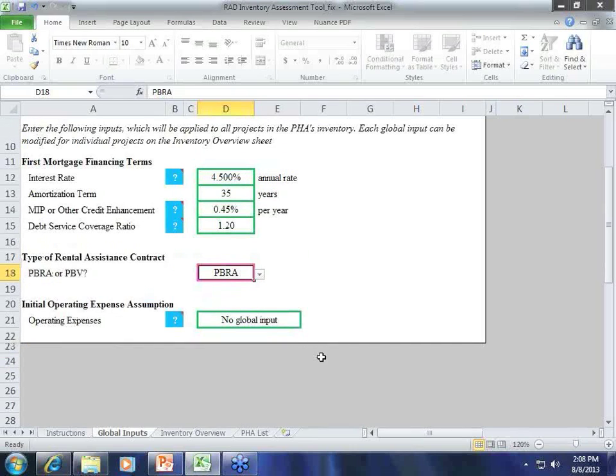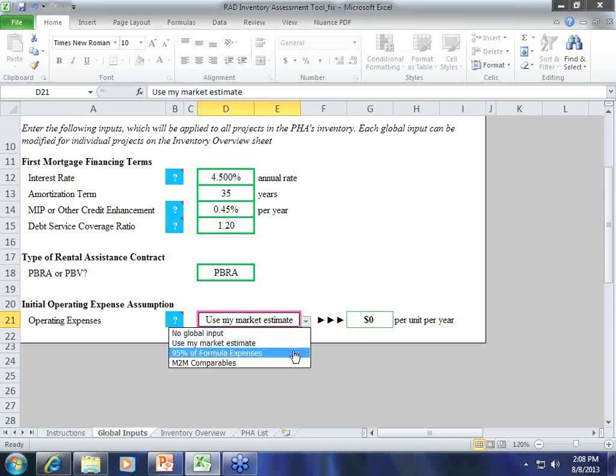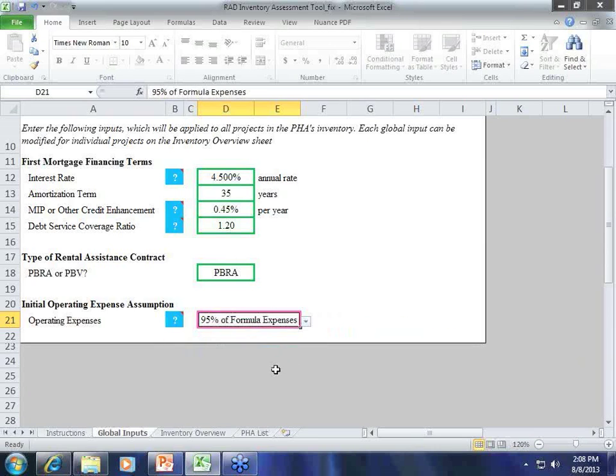And then finally, it asks for an assumption about initial operating expenses. There's a few options here. You can enter no global input and enter them property by property in the next page. You can use a standard market estimate if across all properties you just want to start with a common number. You can do so there. Or what I'm going to do is go 95% of formula expenses.